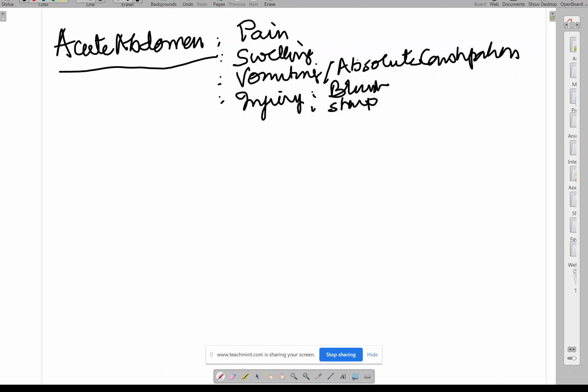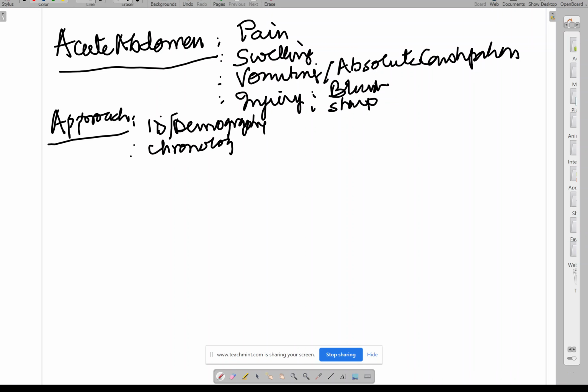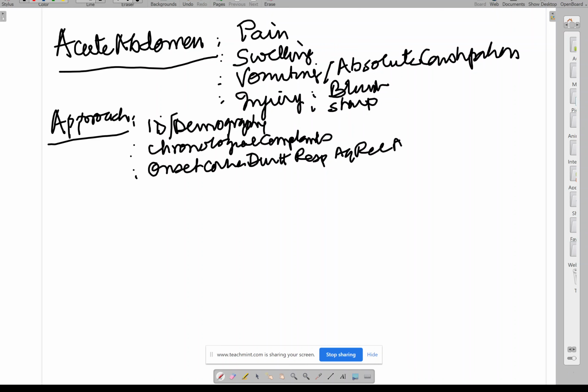Now whenever this patient is brought to you, how do you approach it? So, you carefully note the identification and demographic data. You note the complaints in chronological order. About each complaint, you ask the questions: onset, course, duration, treatment taken, response. Aggravating factor, relieving factor, associated factor.